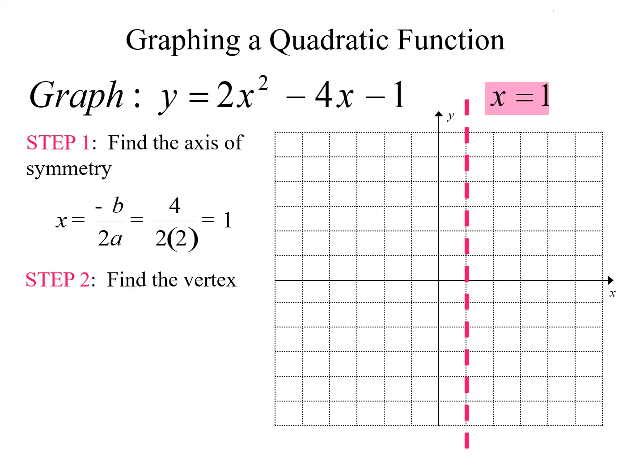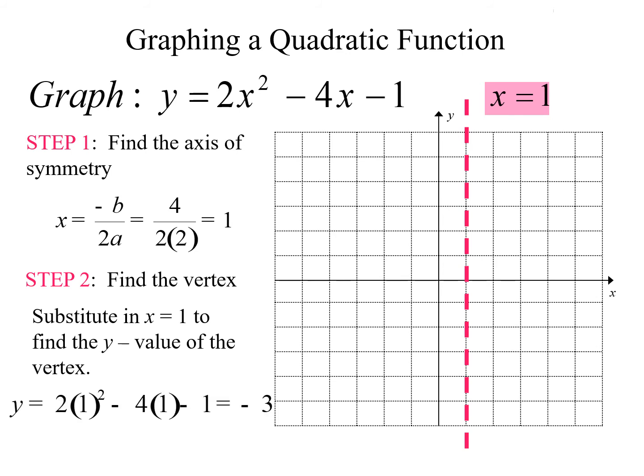And then find the vertex. Substitute x equal to 1 into the original equation. So y equals negative 3. So our vertex is (1, negative 3).